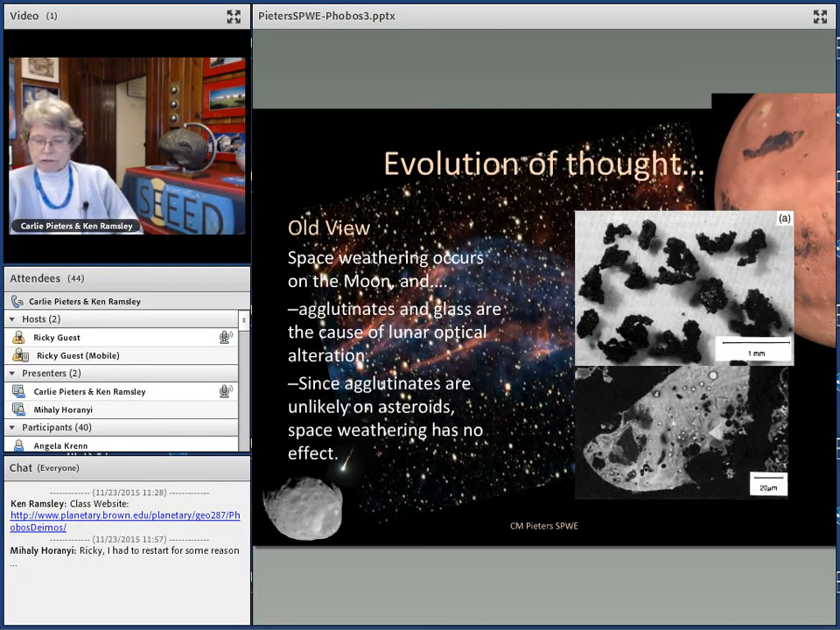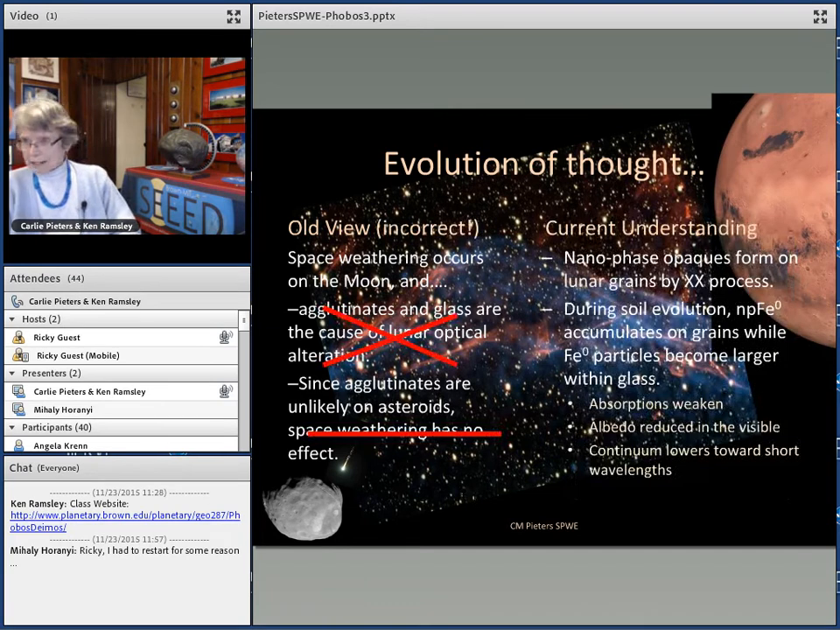When we first recognized this, when the samples were returned, the thought at that time, if you go back to the older literature, you'll see a discussion of, well, it's the agglutinates which is causing this effect, and therefore the agglutinates is the answer for space weathering. And since agglutinates are unlikely to form on small bodies with low gravity, space weathering might have no effect on small bodies. That we now know is incorrect.